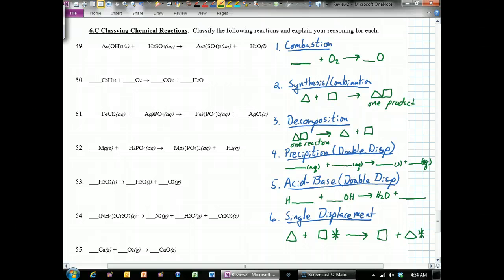So let's apply these definitions to the examples on the left. The key thing that I want you to look at on this first example is that it has an OH and H in front here. The OH tells us that this is a base and this is an acid. So this is an acid-base reaction for the first one. The second one, the key thing to look at is that it reacts with O2. This one is a combustion.